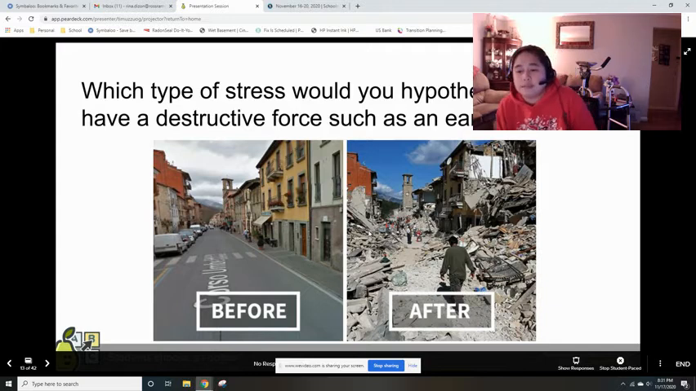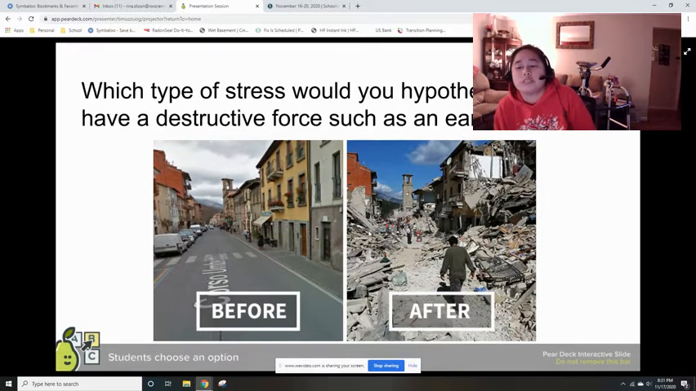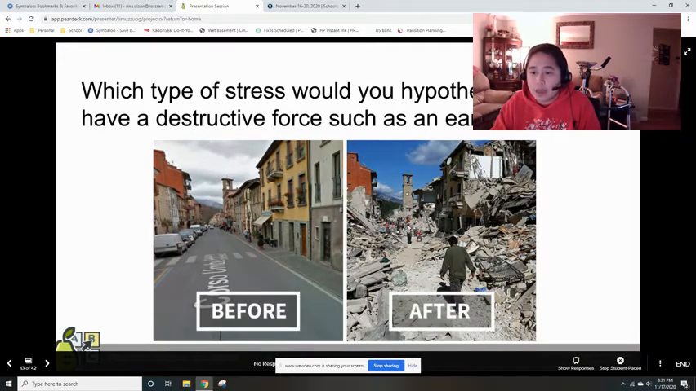Take a look at this, okay? Here you've got a type of stress. Which stress would you consider would create this, an earthquake, okay? This is the before and this is the after. I want you to notice the difference in the distances of this church bell. Notice here the distance from this red building and the church tower. Then look at it after. The church tower is now closer to the red building.